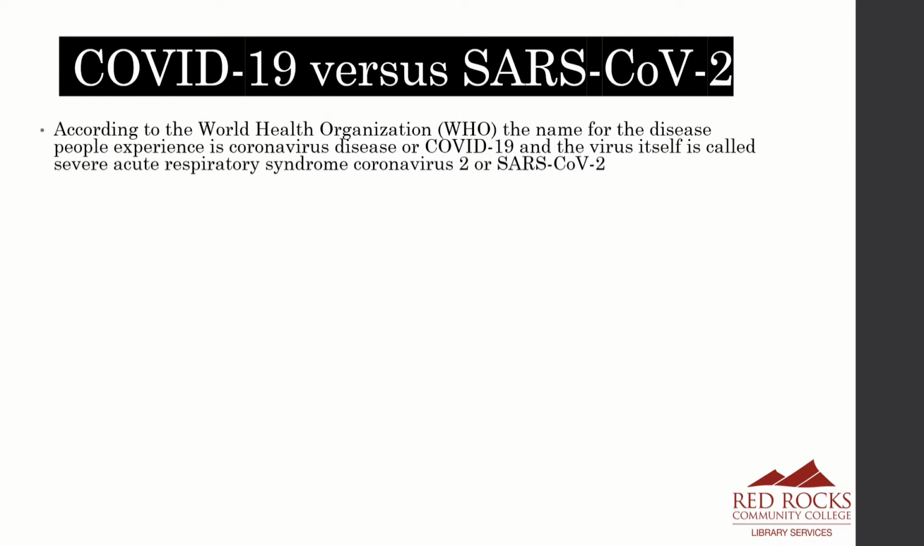In the news, you may have seen COVID-19 and SARS-CoV-2. So let's talk about what they are and what the differences are. According to the World Health Organization, the name for the disease people experience is the coronavirus or COVID-19, but the virus itself is severe acute respiratory syndrome coronavirus 2, or SARS-CoV-2. Another example of a virus and a disease that it causes is AIDS and HIV.